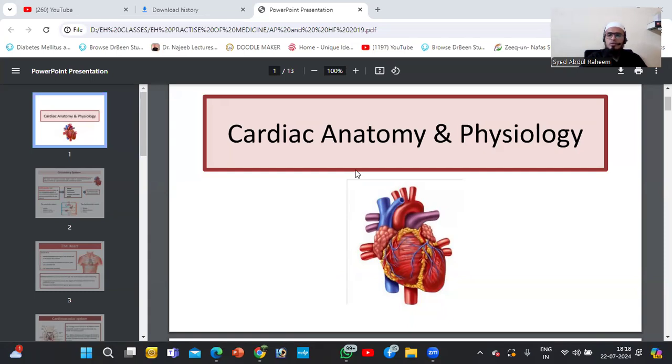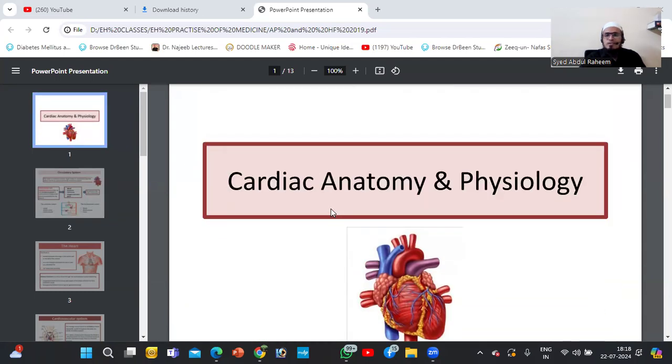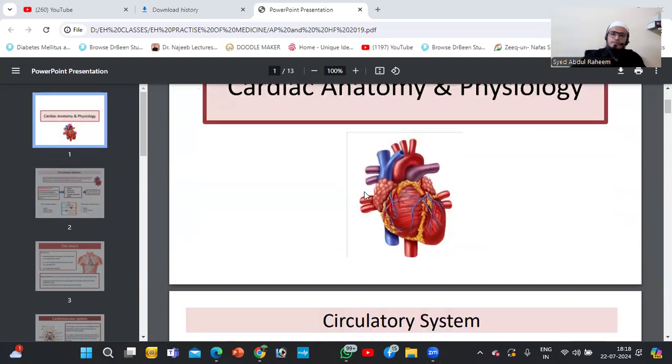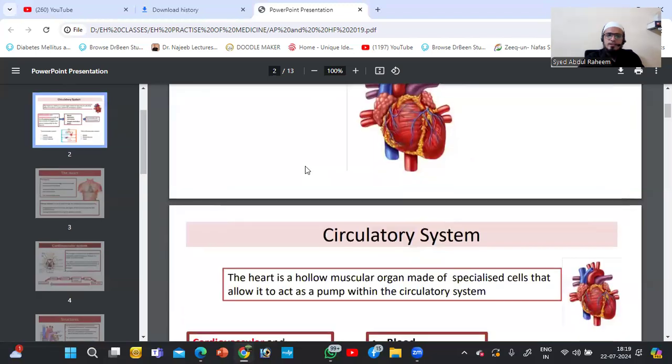So today we are going to talk about cardiac anatomy and physiology, just revising what we studied earlier, which can help for the study of the medicine part. Okay, so in the cardiovascular system, we have three things we have to remember. One is the heart.